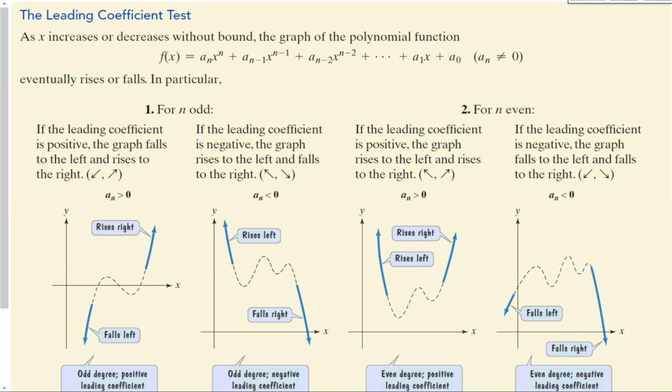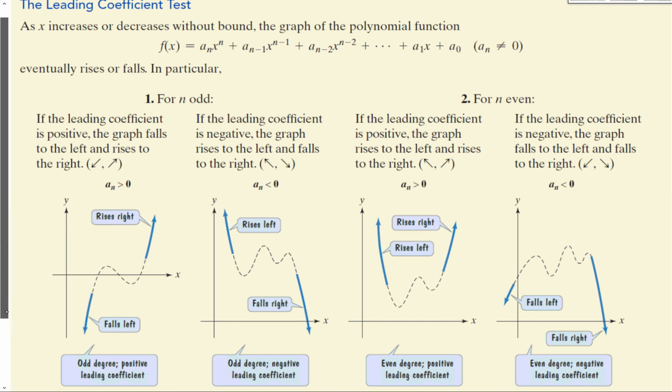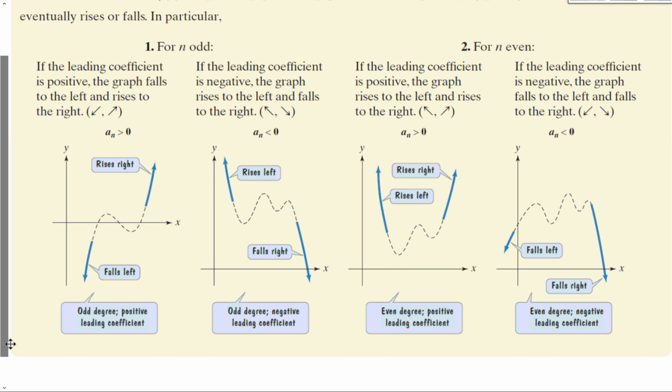What is the leading coefficient test? Well, here we go. As x increases or decreases without bound, the graph of the polynomial function f of x is equal to my polynomial function. Okay, I'm not going to say this every time. We're just going to call this our standard polynomial function. Eventually it rises or falls. In particular, here's what happens.